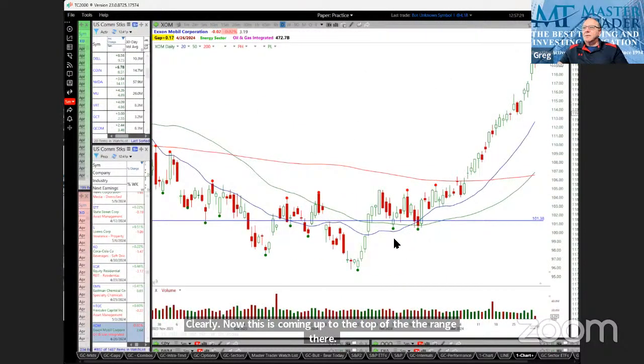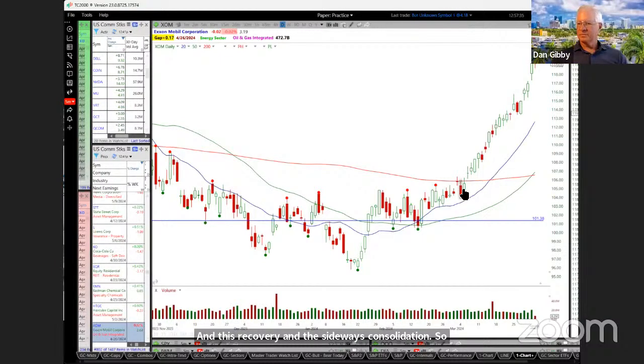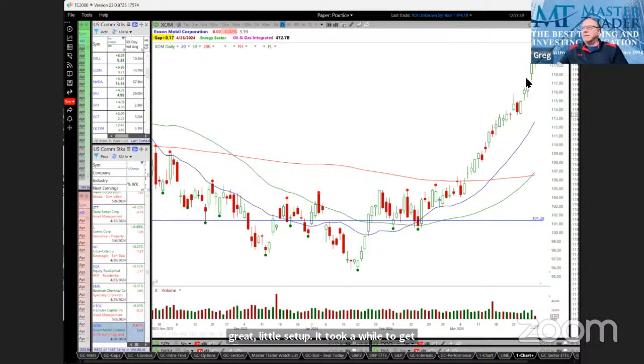And look at how it had one of those slides that we looked at, this downside dip and this recovery and this sideways consolidation. So great little setup. It took a while to get going, but looks fantastic. Like it'll keep going up.